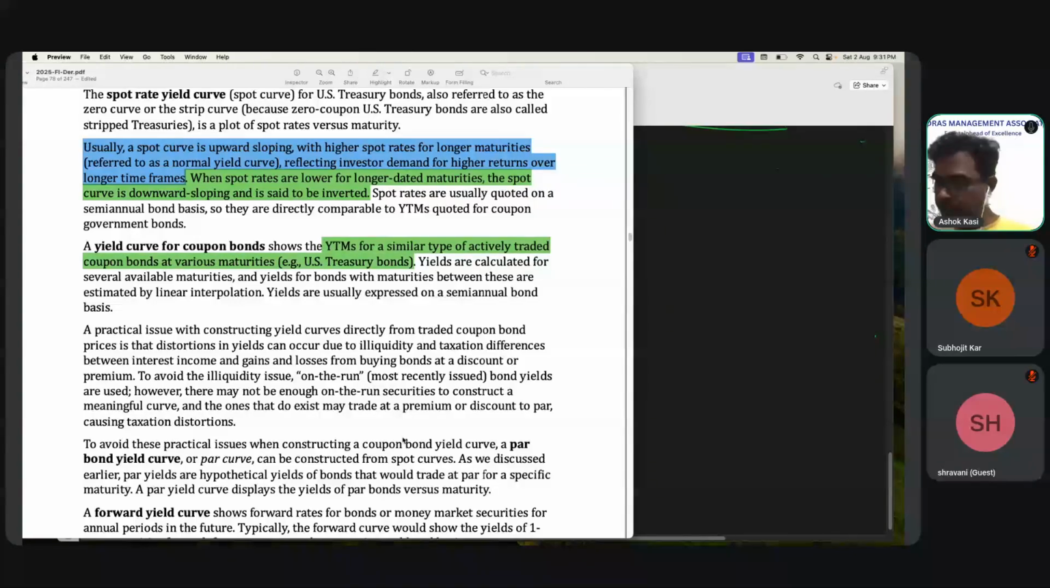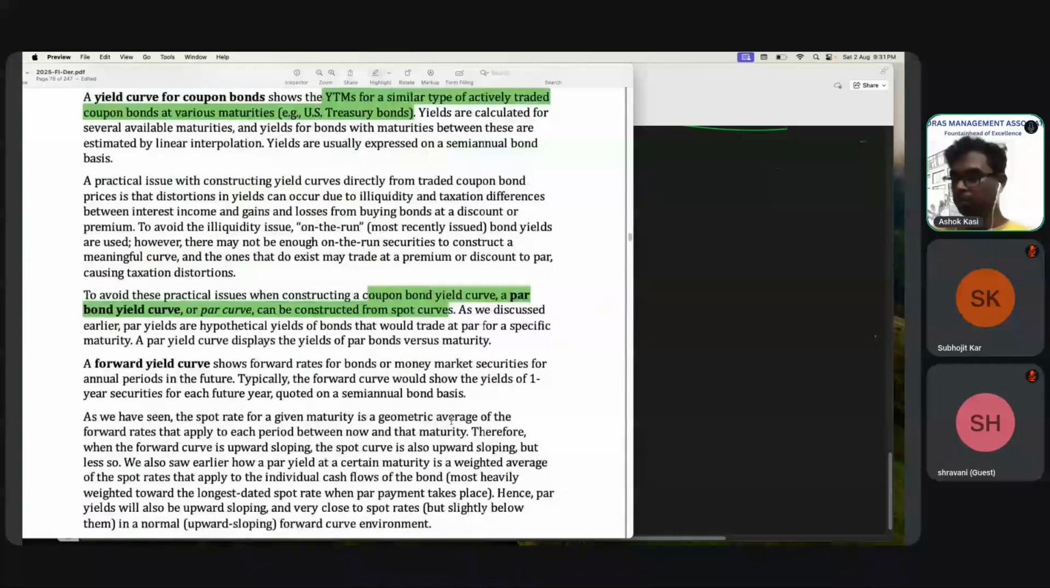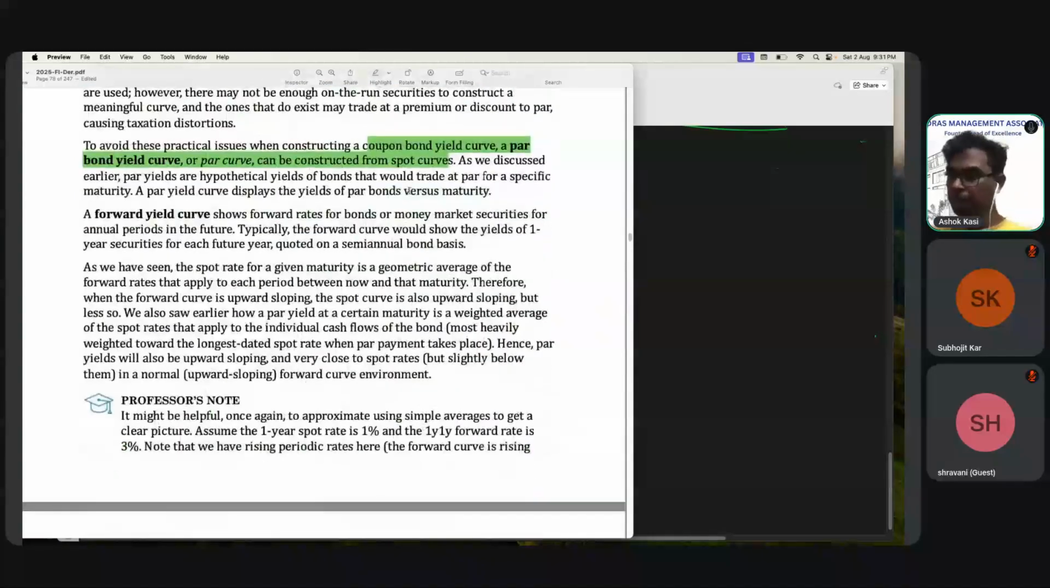Then par curve means the coupon which will force the bond to be priced at par. It is calculated using spot curves, using all spot rates. Then forward yield curve shows forward rates for bonds. So all forward rates constitute the forward yield curve. Okay.